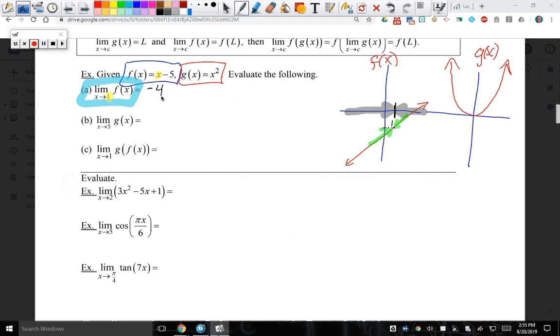Okay, so let's look at B. B is saying the limit of g of x as x approaches 5. So if I go to g of x and I find 5, so let's do that in black. So this is 5, and I'm going to approach 5 from the right and from the left, and I jump on the function. Can someone tell me what would that y value answer to the limit be? 25. Okay? And this almost feels like too good to be true. Like you're just plugging these in and getting these answers.